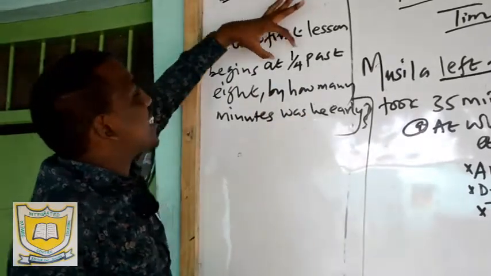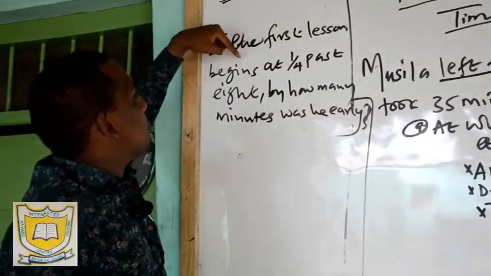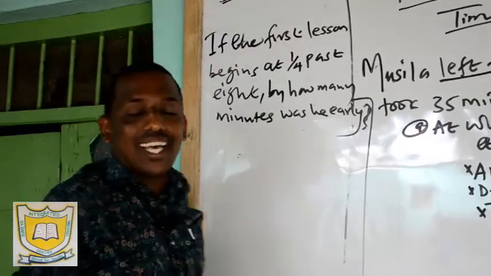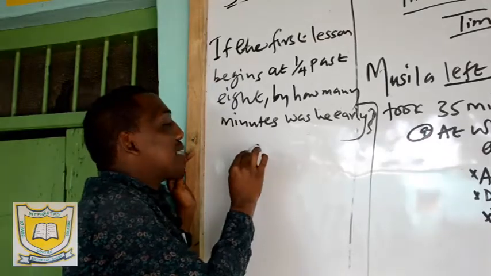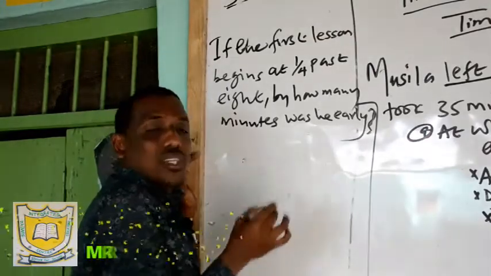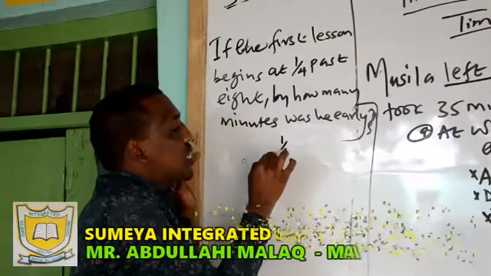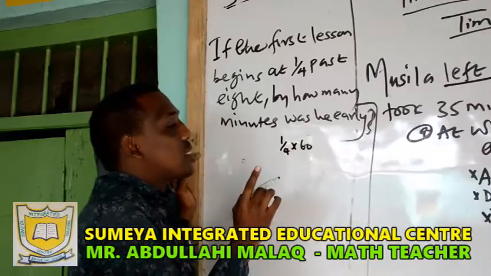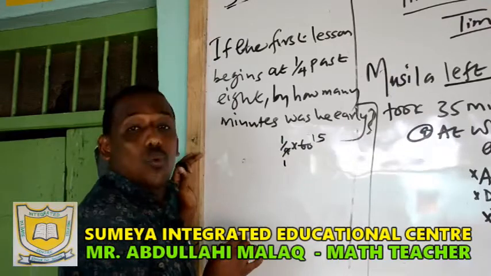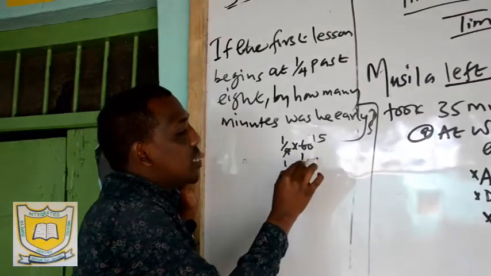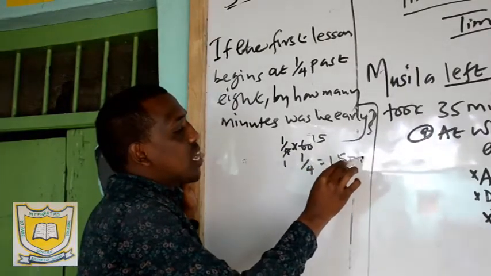If the lessons begin at 8:15, 8:15 means a quarter past eight. A quarter is 15. Why? Because we say a quarter of an hour is 60 minutes divided by 4, that is 15. So whenever you hear a quarter, that is 15 minutes.